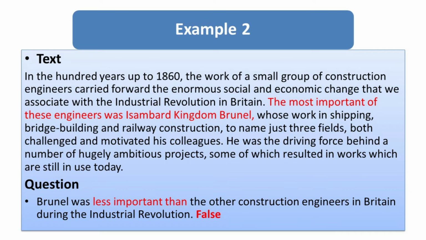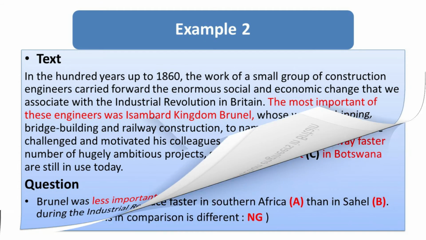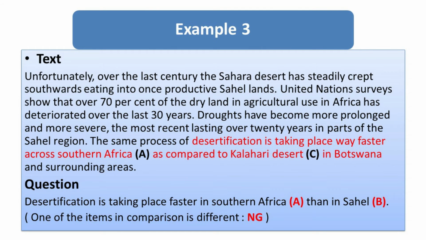In the second example, the question says, Brunel was less important than the other construction engineers in Britain during the Industrial Revolution. When we read the text, it says that Brunel was the most important of these engineers. Therefore, the text and question both have contradictory statements. Both are saying things which are opposite to each other. Therefore, the answer is false.